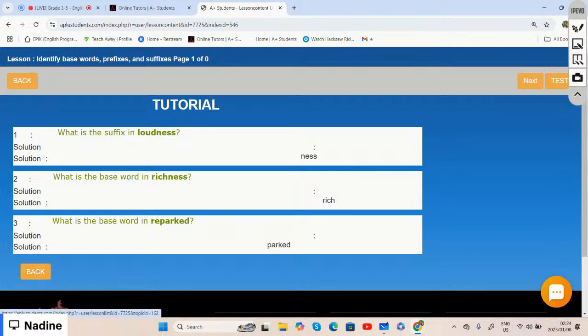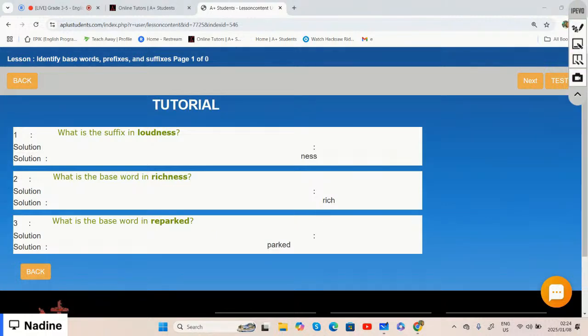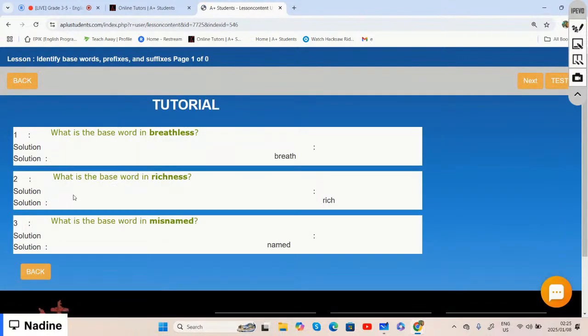All right. And if we look at these words, loudness. Let's quickly go back. And remember, we said the base word stands on its own. We add a prefix at the beginning of the base word, and we add a suffix at the end of the base word.